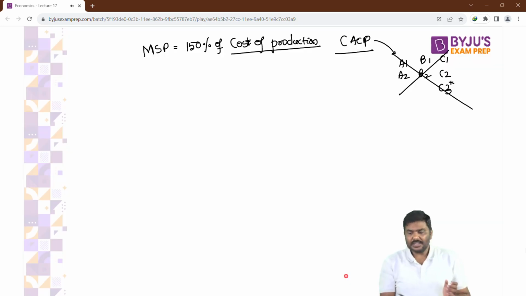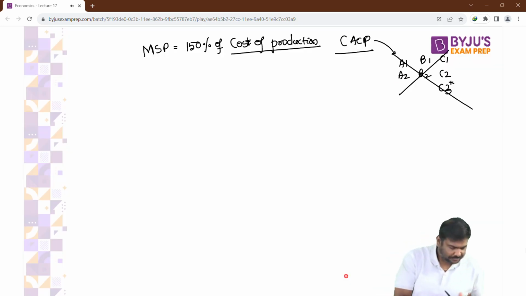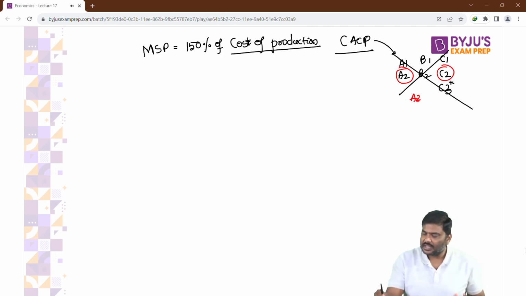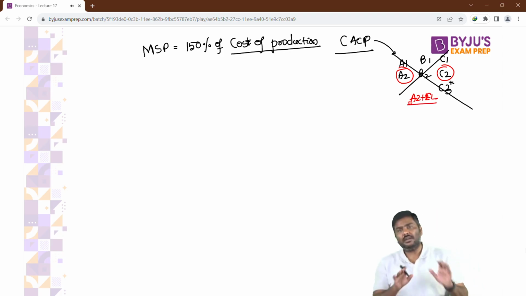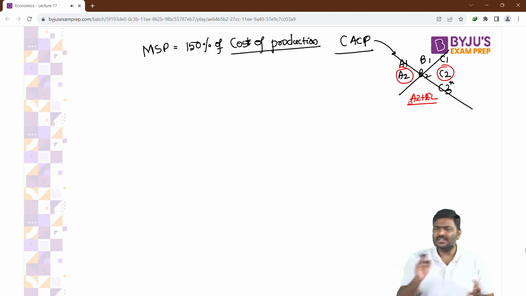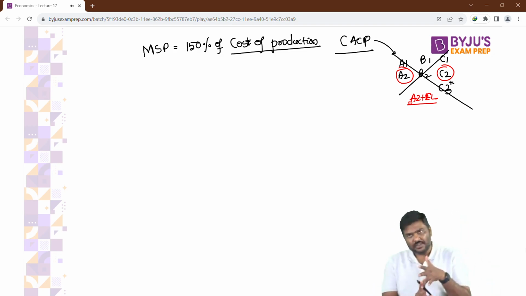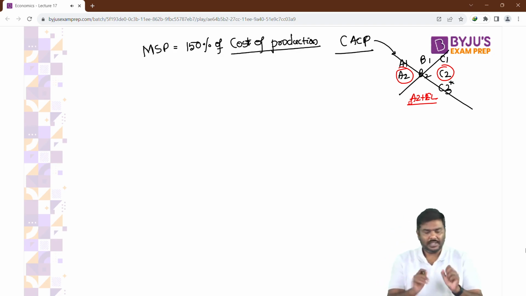So one is A2 cost of production, second one is A2 plus FL, and third one is C2. Right? These three are more than sufficient for the UPSC paper, GS paper 3. Now let's start. What is this A2? What is A2 plus FL? And what is C2? Let's start.